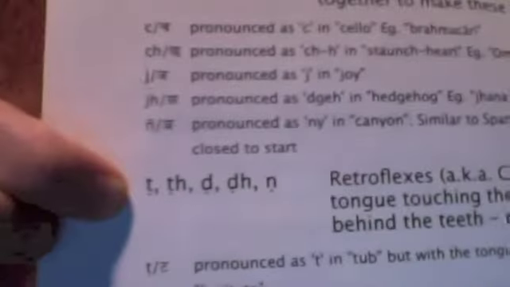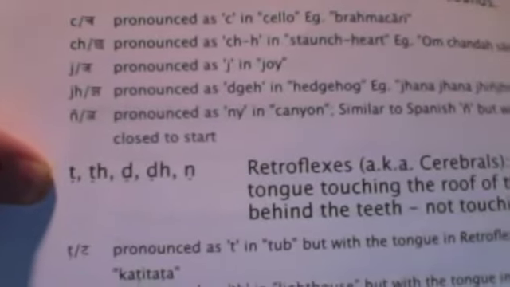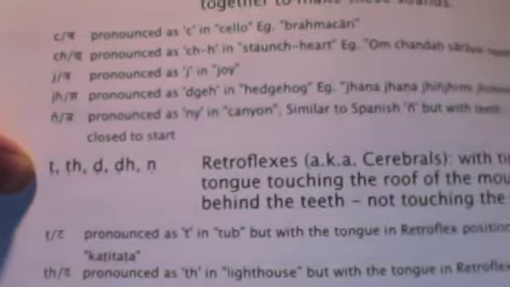The next group of consonants we'll cover are called the retroflexes. You'll see them right here. Retroflexes, also known as cerebrals, are letters formed with the tip of the tongue touching the roof of the mouth, the palate, behind the teeth, but not touching the teeth.